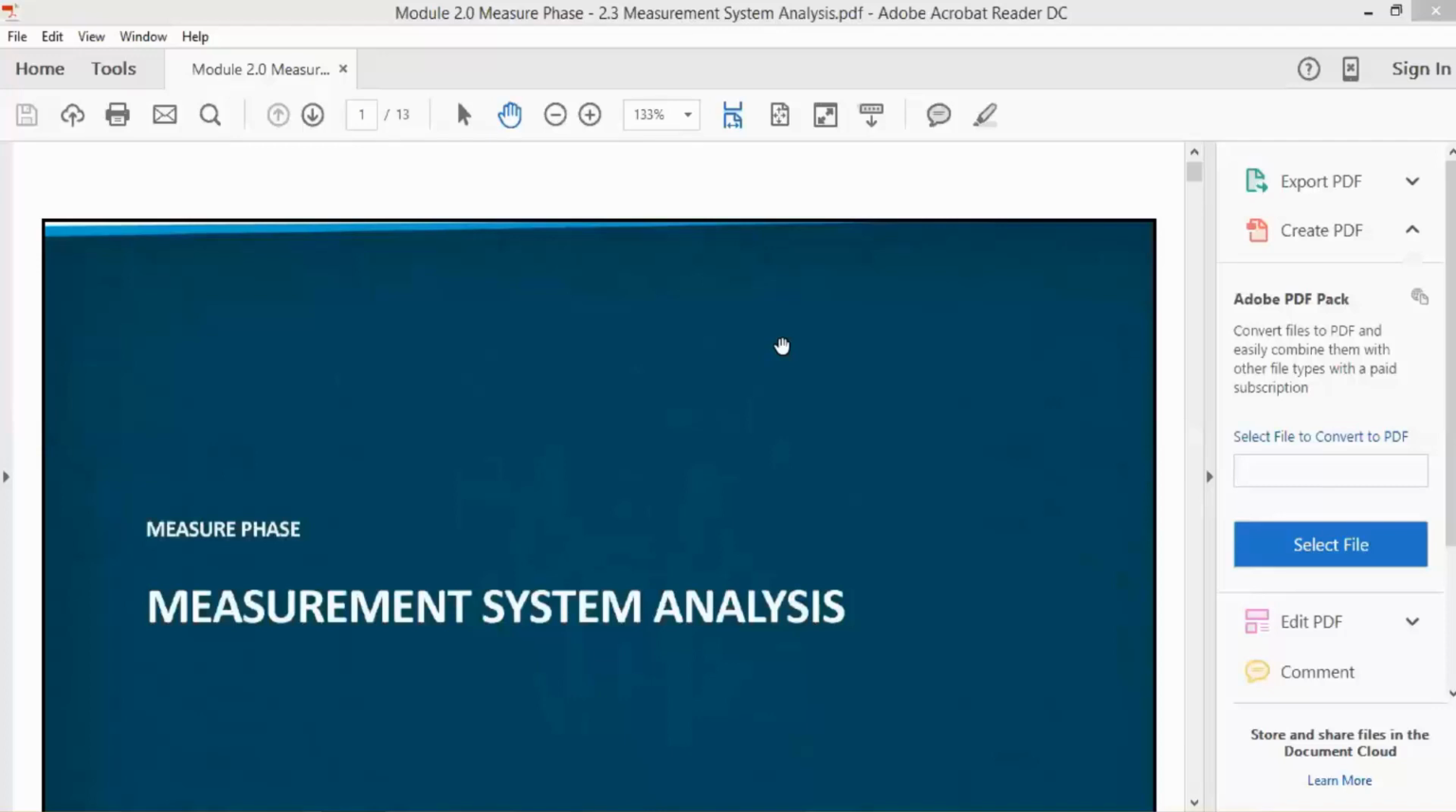Yes, sir, let's start with the measure phase. In the measure phase, yesterday we learned statistics. What are the main types of parameters in statistics? Mean, median, mode, and range, and standard deviation.